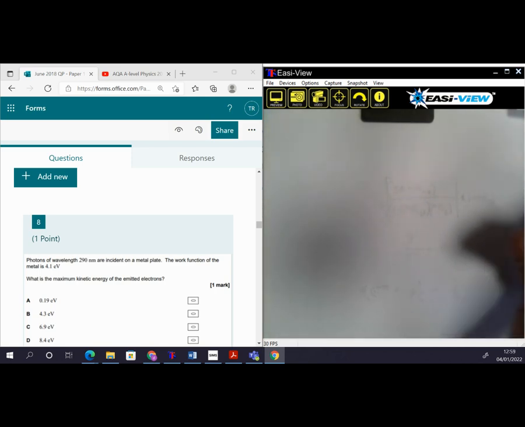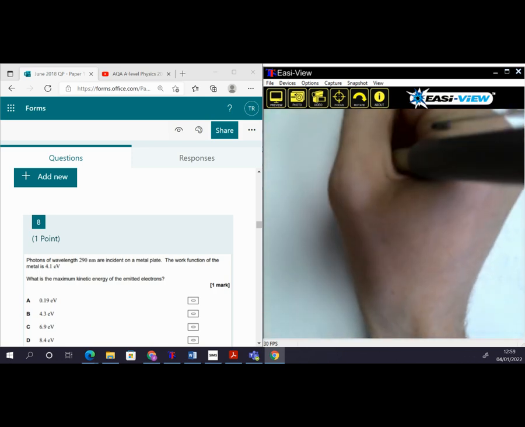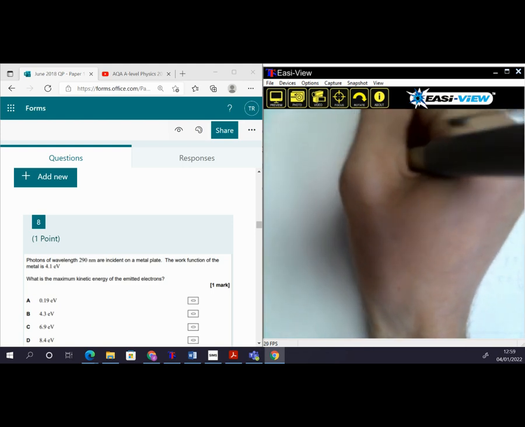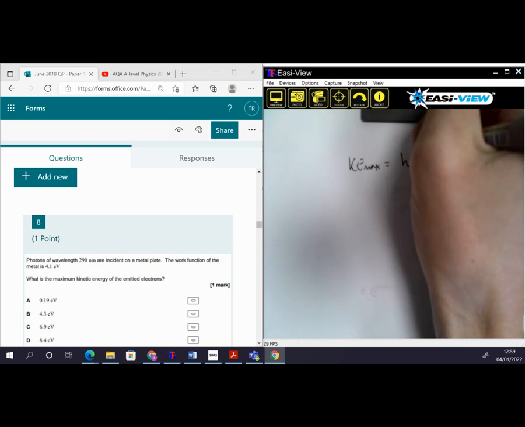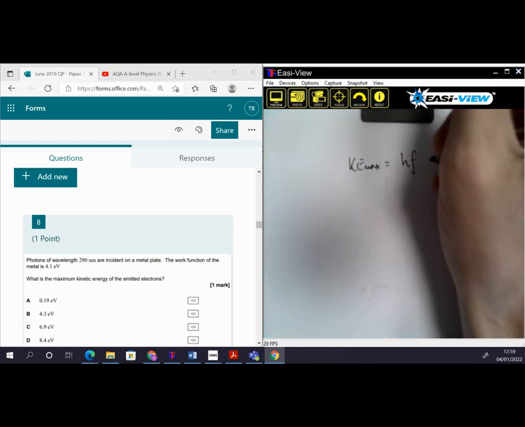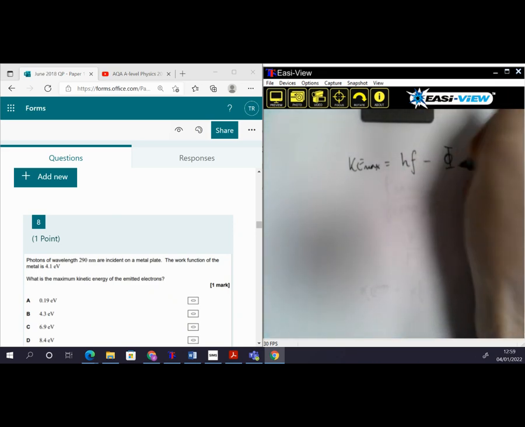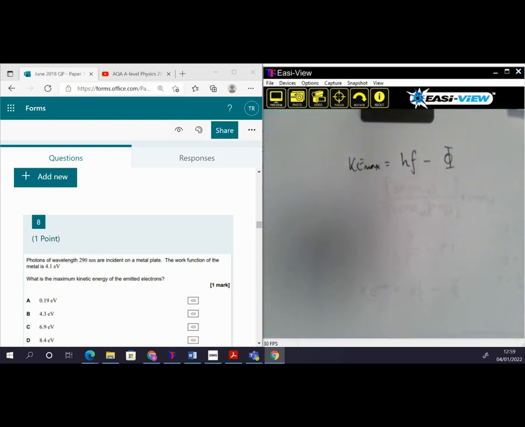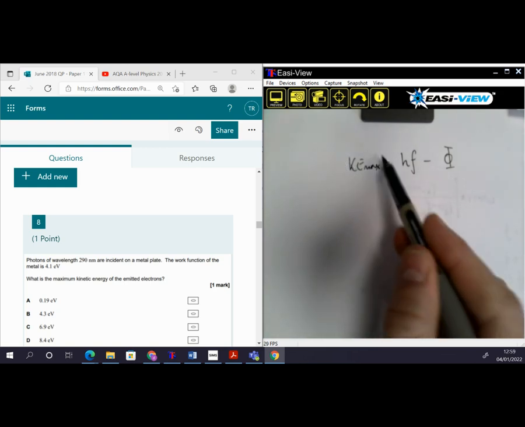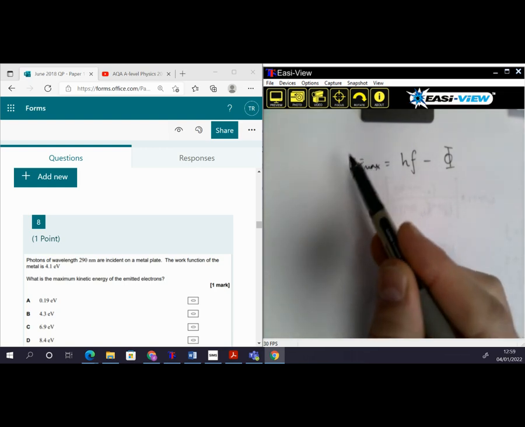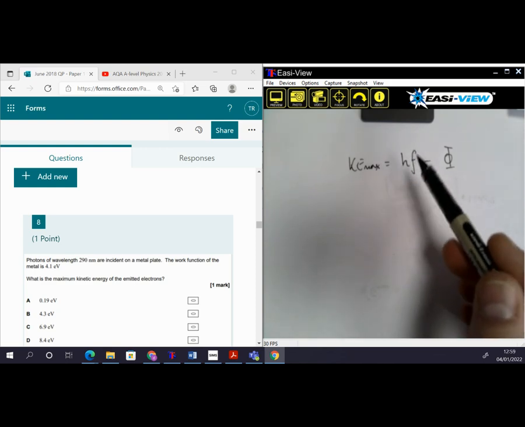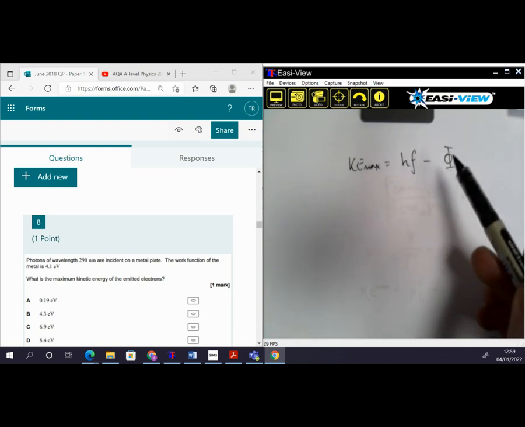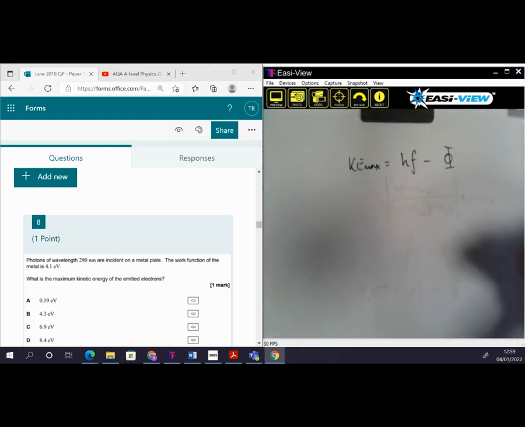and the work function. So the maximum KE, so KE max, is the energy available from incident photons, which is hf, take away the work function, the cost to liberate those electrons from the metal. So we've got the energy left over, effectively kinetic energy left over from liberating the electrons from the metal, is equal to how much energy you had available from the photon, take away how much it costs to get out. And hopefully that makes sense.